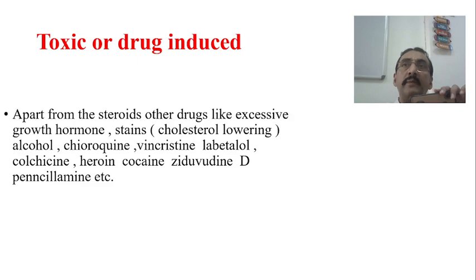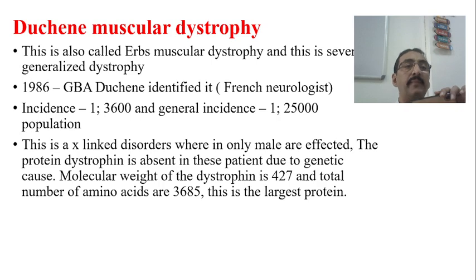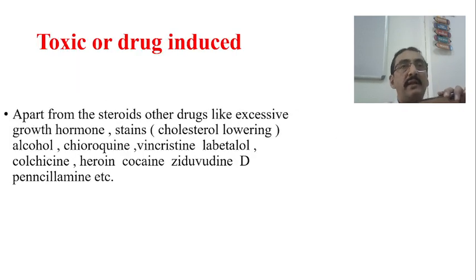One more set of myopathies are toxic or drug-induced myopathies. Apart from the steroids, other drugs like excessive growth hormone, statins, the cholesterol-lowering drugs, alcohol, chloroquine, vincristine, labetalol, colchicine, heroin, cocaine, zolpidem, penicillamine, etc. may also lead to myopathies. So this has to be differentiated. You will get a clear-cut history of drug intake. So this is all about the important differential diagnosis of Duchenne's muscular dystrophy and Becker's muscular dystrophy.